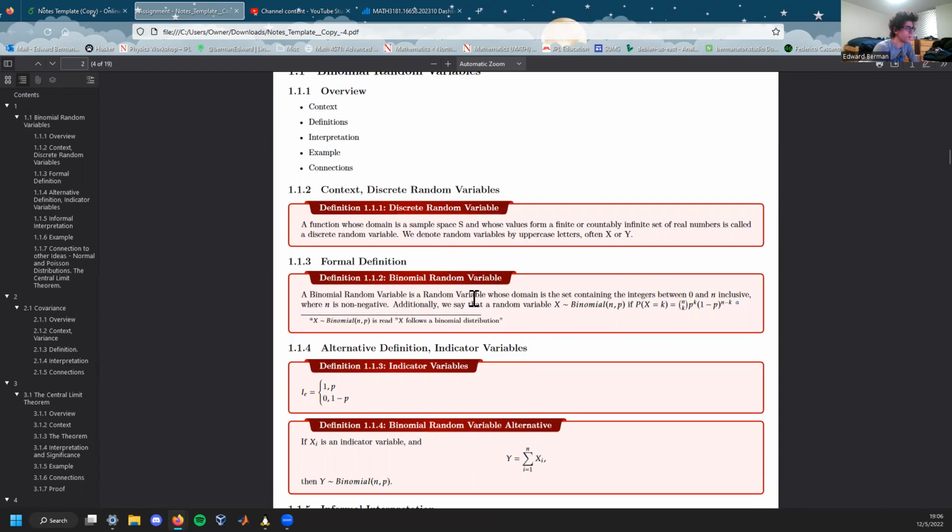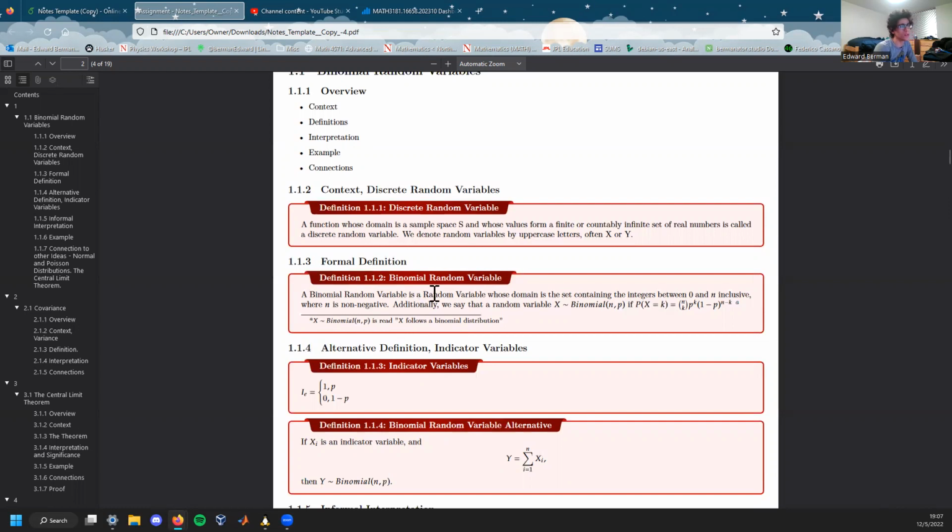And additionally, we say that X follows a binomial distribution (n, p) if P of X equals k is equal to n choose k times p to the k times 1 minus p to the n minus k. And again, it's read X follows a binomial distribution or is a binomial variable (n, p).